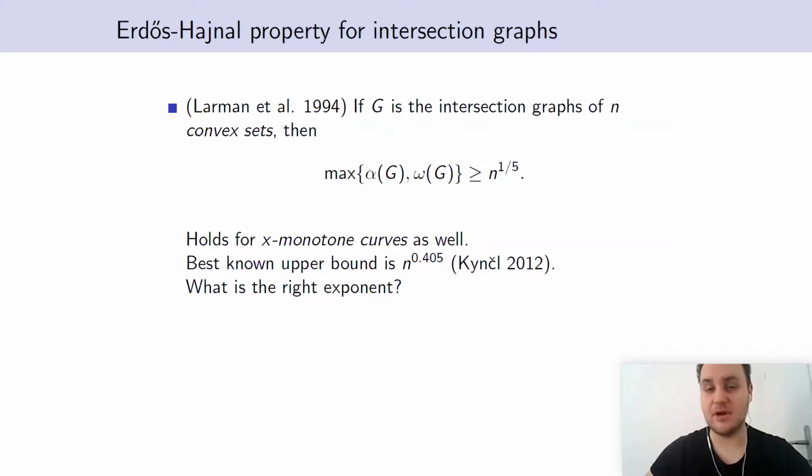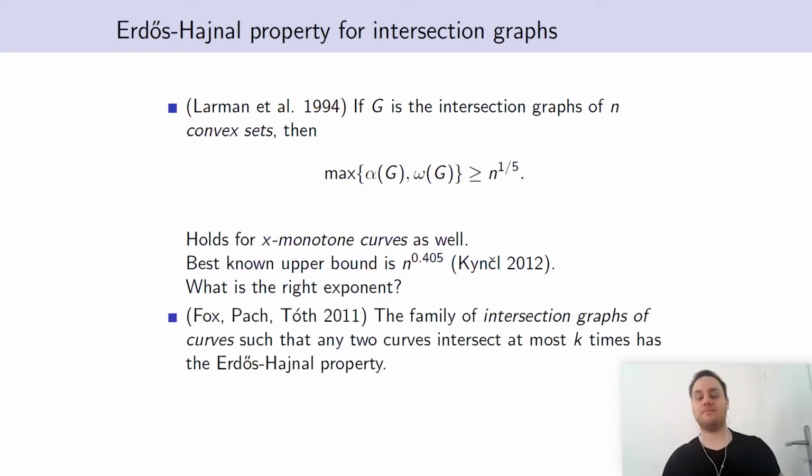Okay, so this is about convex sets. So let's see a more general family. So, another Erdős-Hajnal type result is about intersection graph of curves.